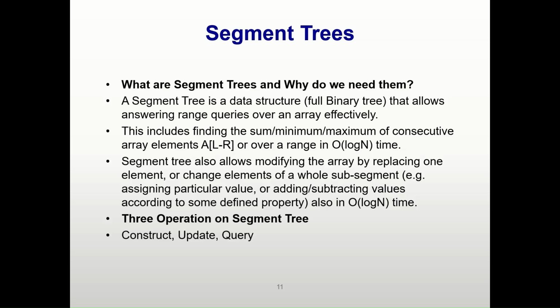A segment tree is a type of binary tree that helps us efficiently answer range queries over an array, such as finding the sum, minimum, or maximum between two indices. Normally, a simple approach would take order of n time per query, but with a segment tree, we can do it in just order of log n time. Not only that, segment trees also allow updating array elements efficiently, again in order of log n time. This makes them perfect for dynamic data where values change frequently. There are three main operations in segment trees.